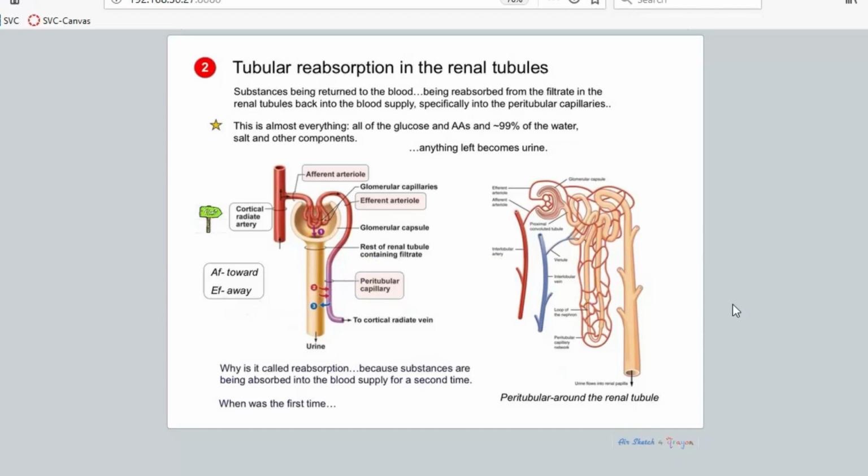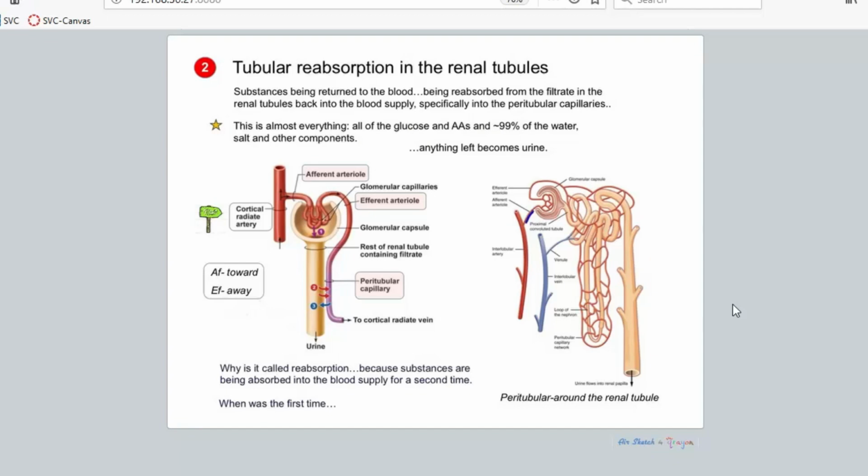And essentially, we're going to return almost everything. All of the glucose, all of the amino acids, about 99% of the water, and salts is going to be returned to the blood. And again, we're doing that to maintain blood chemistry. Anything that does not get returned there leaves the body as urine. Okay. Now this diagram over here is a little better for that.